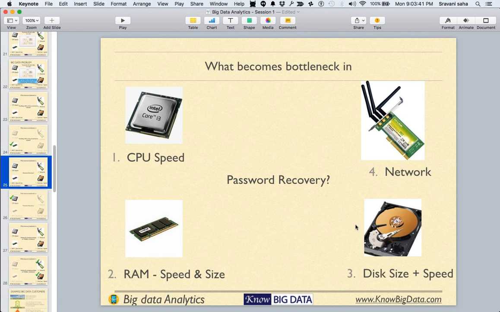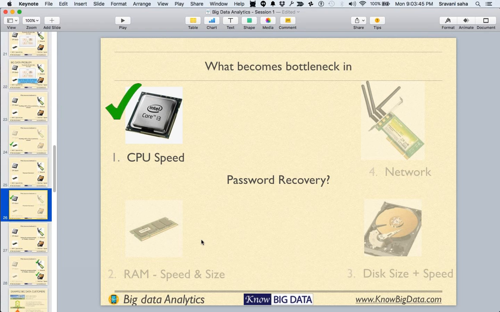Pranav says CPU. That's correct. Yes, the CPU will become the bottleneck. Brilliant. All of you are getting the hang of it. I'm pretty happy. All right. So Karthik, we are not attacking some system over the network. If we had been trying the password recovery over the network, then the network could have become the bottleneck. You are right in that sense.